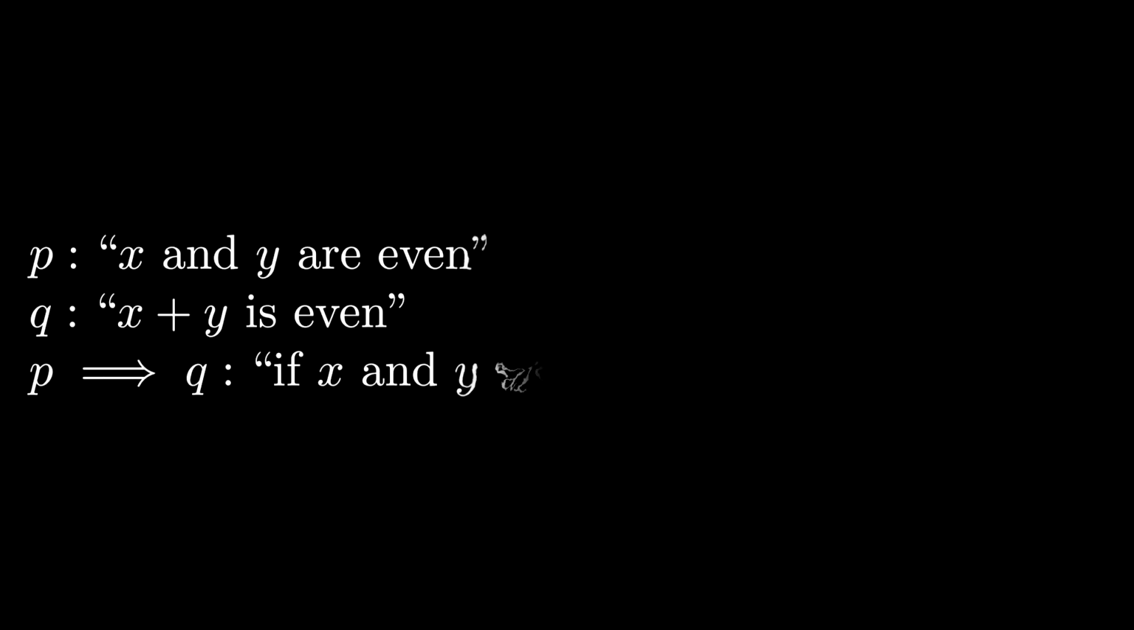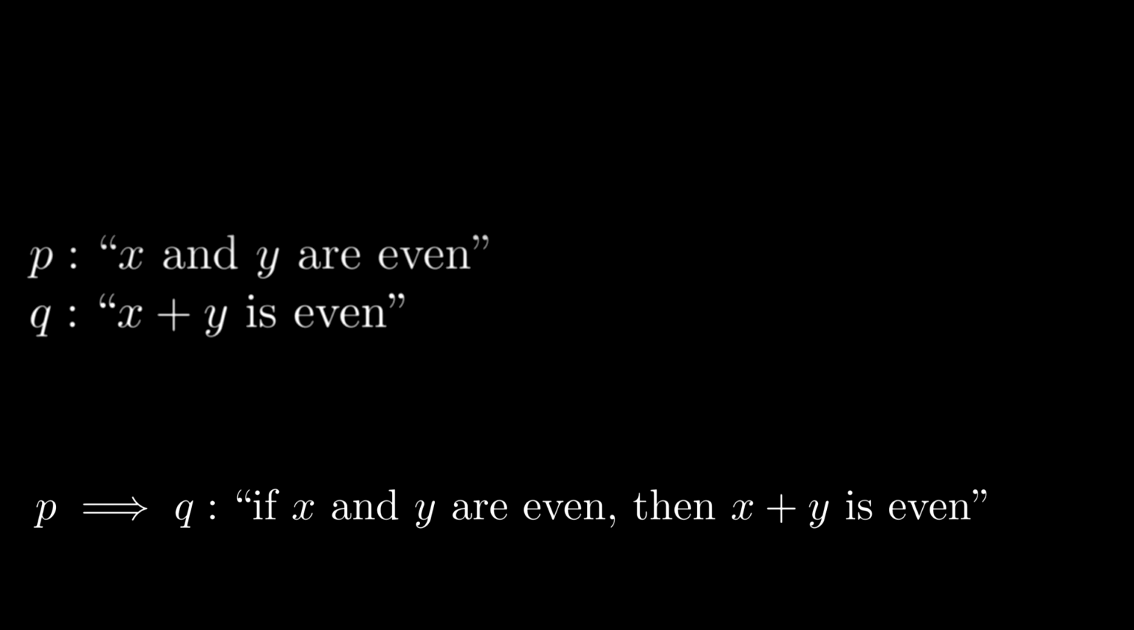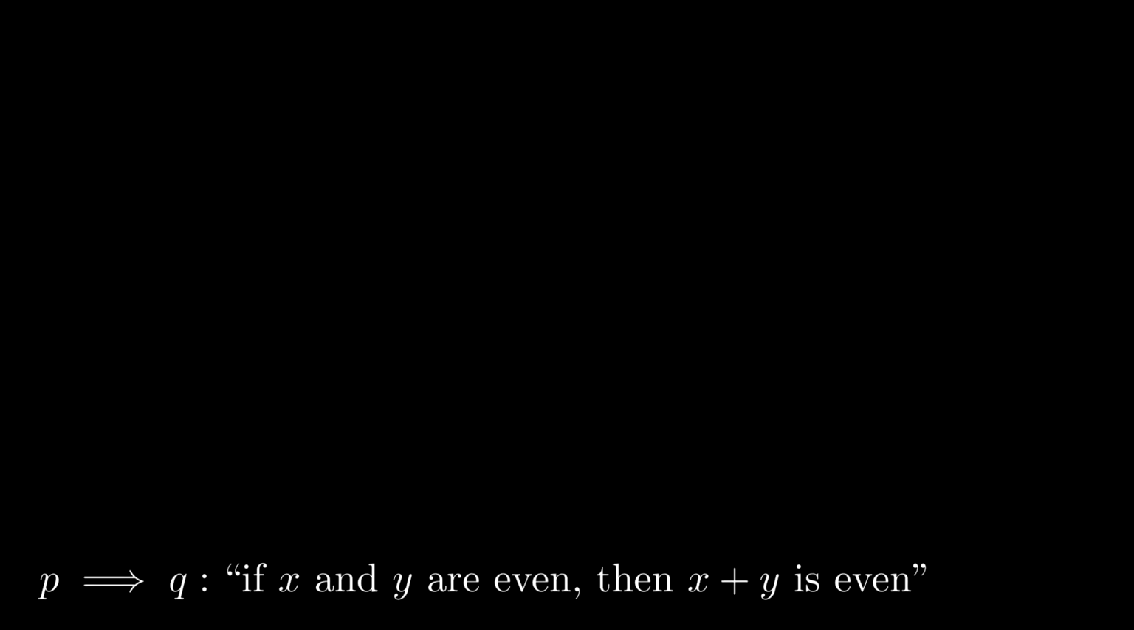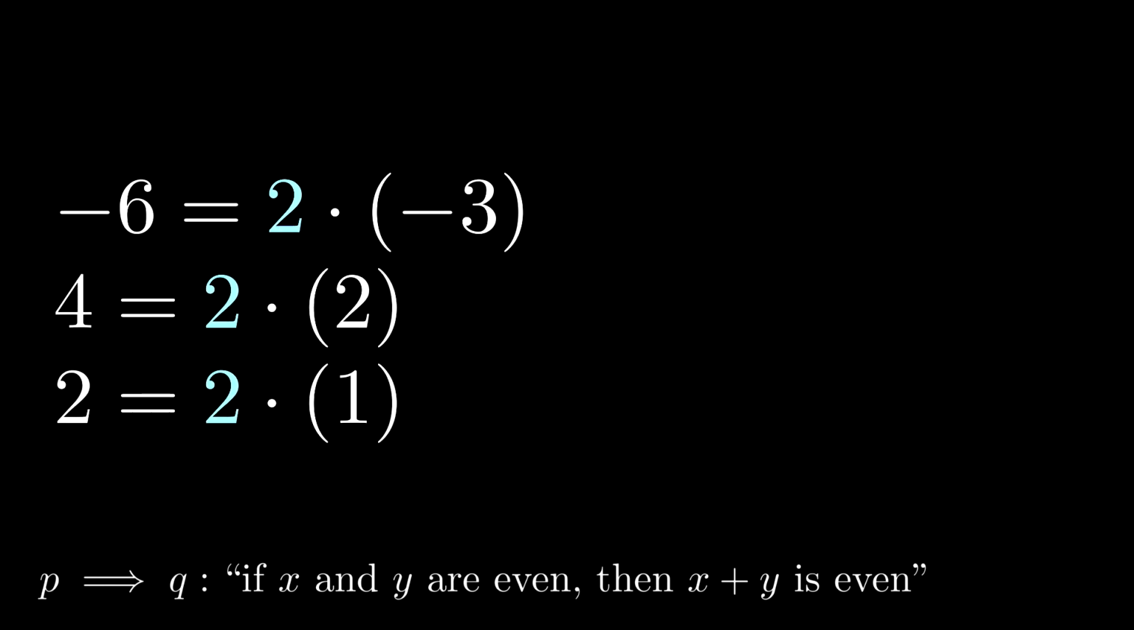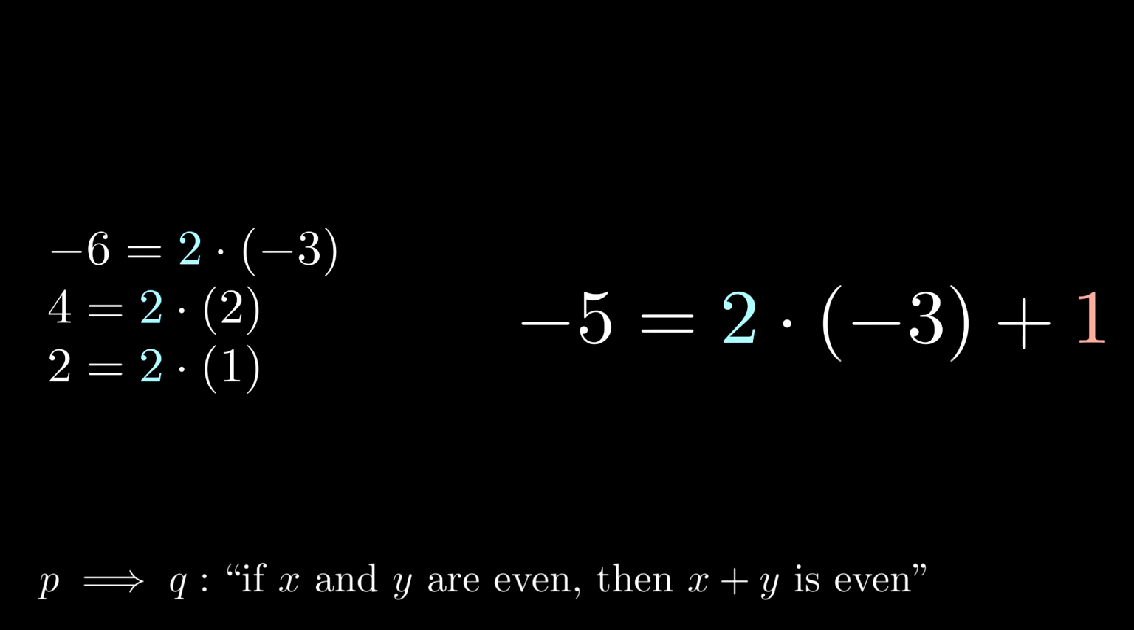This next example is tailored to those who want a purely mathematical explanation. Consider the statement, if x and y are even, then x plus y is also even. In other words, if we choose two even numbers, then their sum is also an even number. Recall that an even number is any integer that can be written as 2 times another integer. So for example, 2, 4, and -6 are even numbers. And if an integer is not even, then it is always one more than an even number, and we call these numbers odd numbers, like 3, 5, and -5.